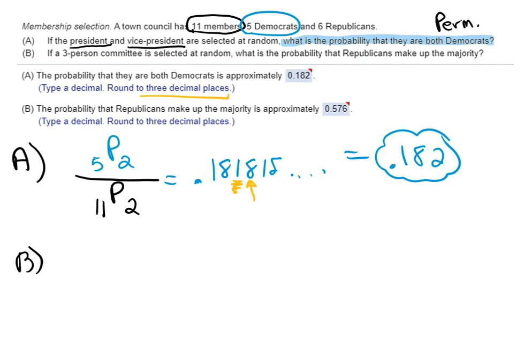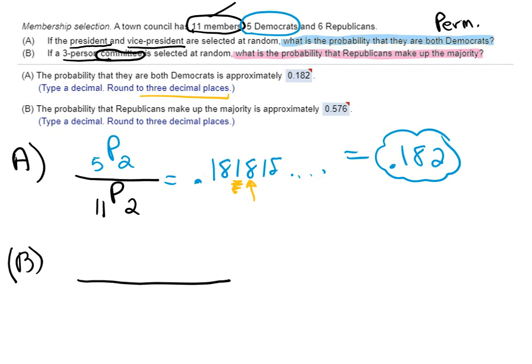Now, problem B. If a 3-person committee is selected at random, what is the probability that Republicans make up the majority? Well, once again, we're doing a probability, so my denominator needs to be the total number of ways you can get a 3-person committee out of the 11.